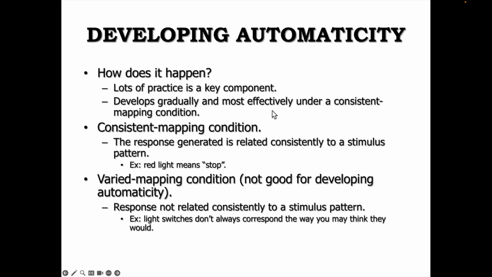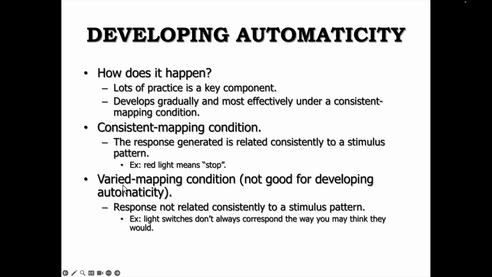Typically automaticity effectively happens under a consistent mapping condition. This begs the question: what is a consistent mapping condition? It means that the response generated is consistent to a stimulus pattern. For example, every time you see a red light, you're supposed to stop. So the stimulus, red light, means stop. Every time the light is red, you stop. So essentially we develop this automaticity under a consistent mapping condition. Consistent meaning every time there's a red light, you stop.